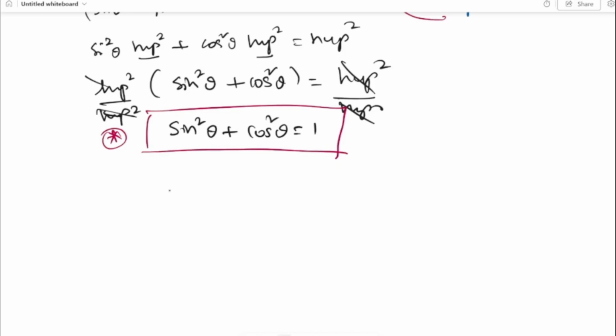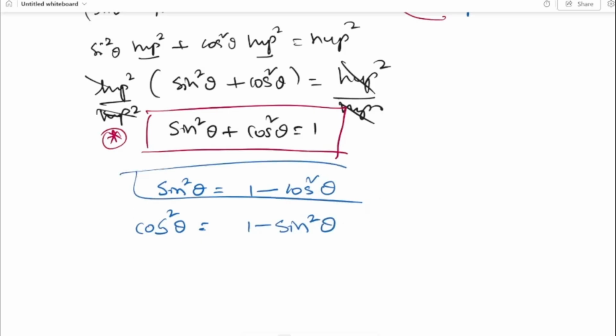So I can say sine square theta is 1 minus cos square theta. Likewise, cos square theta is 1 minus sine square theta. This also you have to remember. Okay, it doesn't stop here. So go back. You have to be extremely strong in algebra in order to solve complex mathematics. You have to be very good at algebra.